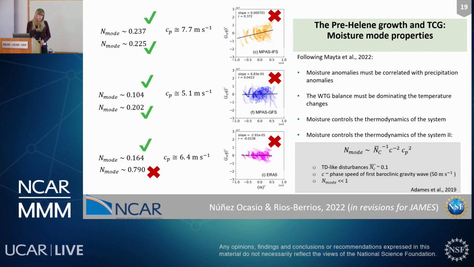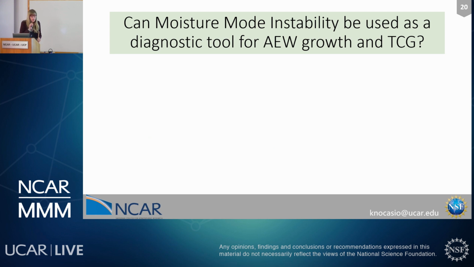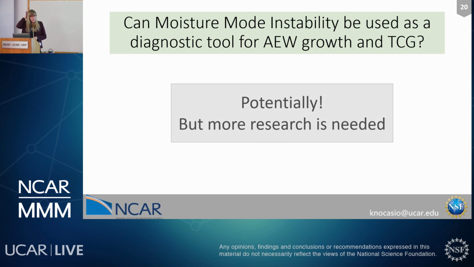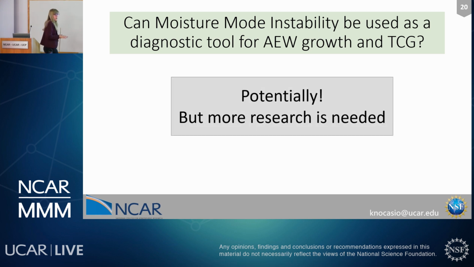So what are the results? I am showing you here that some properties are satisfied based on the definition of Adames and his group. Some are not. Based on Raymond and Fuchs' definition, we could say that it is a slowly evolving moisture mode. So what is the conclusion? What we were testing was not whether or not to say this case was a moisture mode, but rather, can it help explain the evolution, the tropical cyclogenesis? Well, I'm an optimistic person, and I say potentially, but more research is needed.